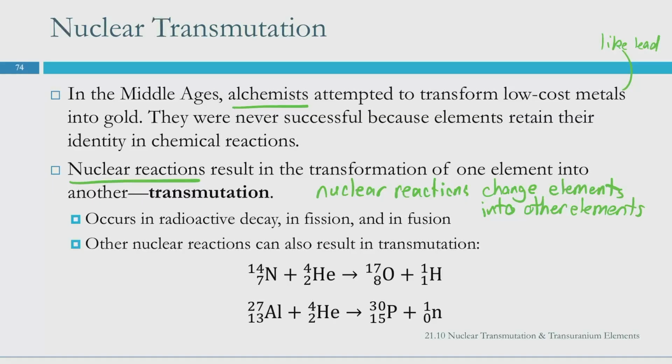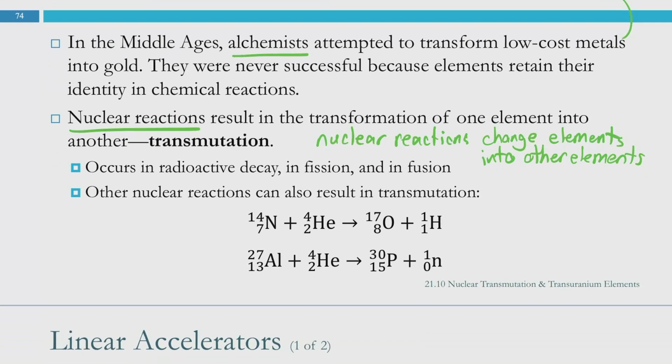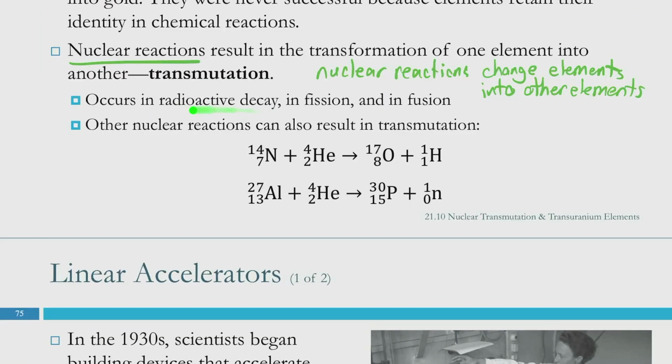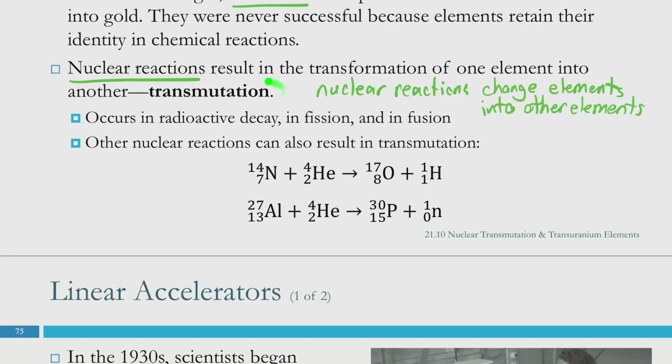So the thing that alchemists were very eager to do, trying to turn lead into gold, or just anything that's cheaper than gold into gold, we can actually do that. It's just not cost effective. There's no point in doing it. So in radioactive decay, in fission, and in fusion, transmutation occurs. We're mutating our element into something else.